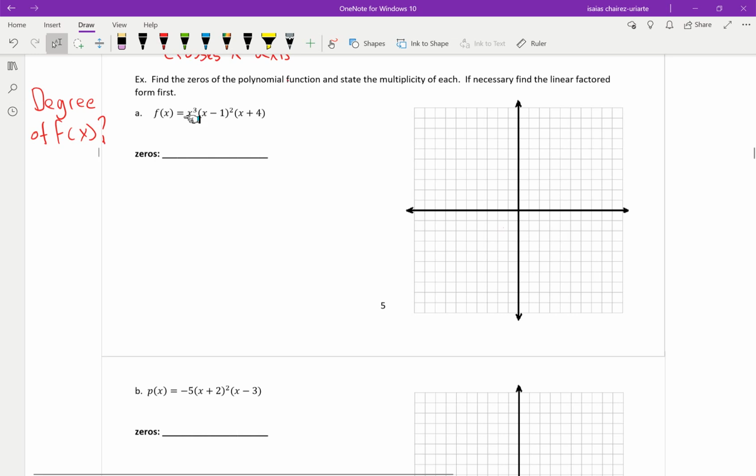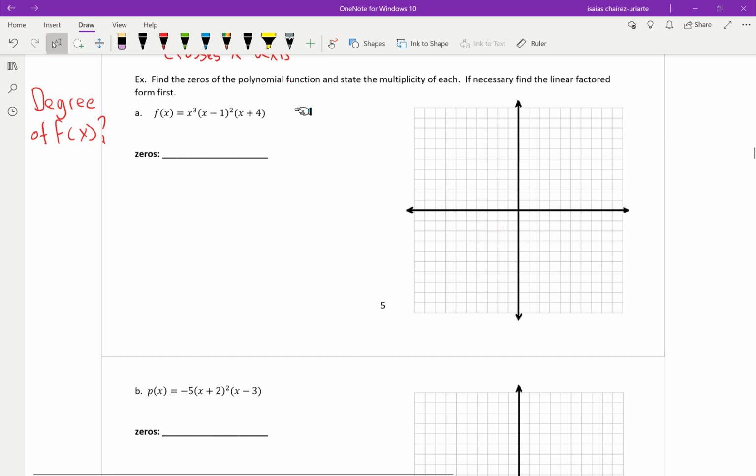The degree is not going to be the highest exponent. The degree is not 3. Imagine that you actually multiply this out. You would begin by doing x minus 1 squared. That's going to give you something with x squared. And then you multiply that times x to the third. X squared times x to the third, that's x to the 5, and then times x, that would be x to the 6. So the degree of this polynomial is 6.